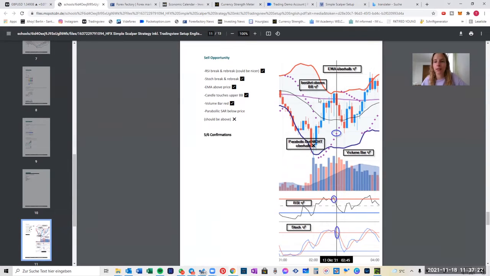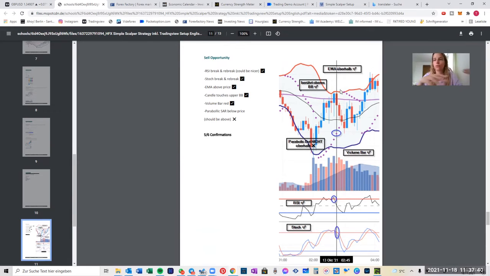EMA above price. We want to have this candle here with the line. Yeah, that's okay. That's pretty okay. Candle touches upper Bollinger Band. Yeah, sure, because the Bollinger Bands are also support and resistance. And when the candle is near, it's better for you.